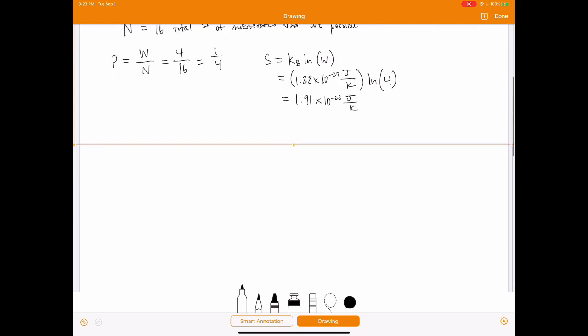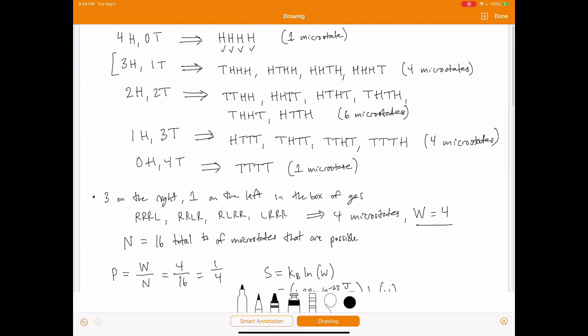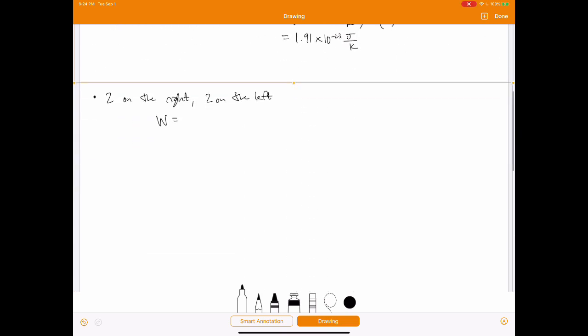Okay. What about 2 on the right, 2 on the left? Let's think about how many different ways we can have a box of gas with 4 molecules where 2 of them are on the right side and 2 of them are on the left side. Well, that's perfectly analogous to the case where we get a series of 4 coin flips and we have 2 heads, 2 tails. Remember, there were 6 ways that could happen. So W is equal to 6.